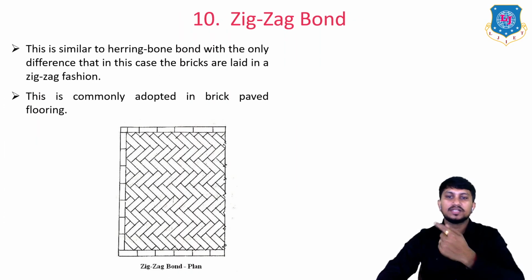Next type of bond is zigzag bond. This is how zigzag bond looks like. This is similar to herringbone bond with the only difference that in this case the bricks are laid in a zigzag fashion. Okay, this is commonly adopted in brick paved flooring.